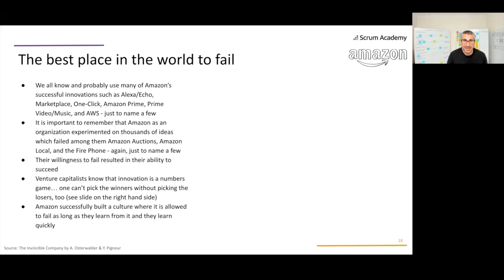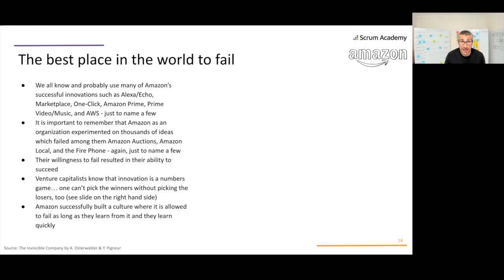Last example in terms of failure, the Amazon Fire Phone. Some of you might remember, most of you probably won't, a product they intended to build to compete with Apple and Android in the smartphone wars. I think they spent around $2 billion on this. It didn't go anywhere. Huge failure. There are presentations of Jeff Bezos talking about the Fire Phone. They're still on YouTube, but the product didn't go anywhere.